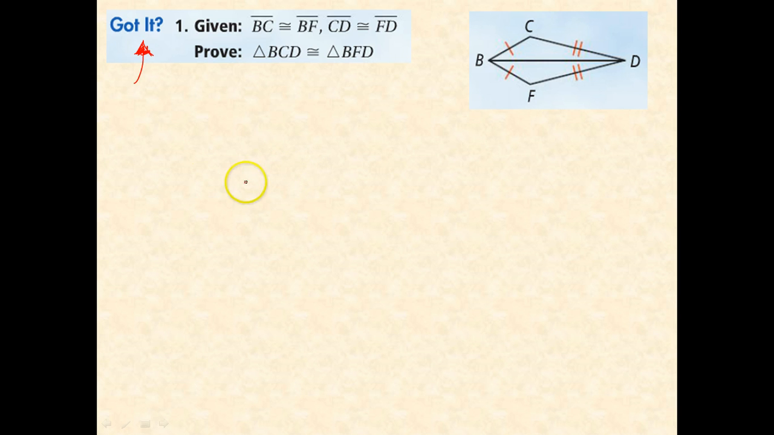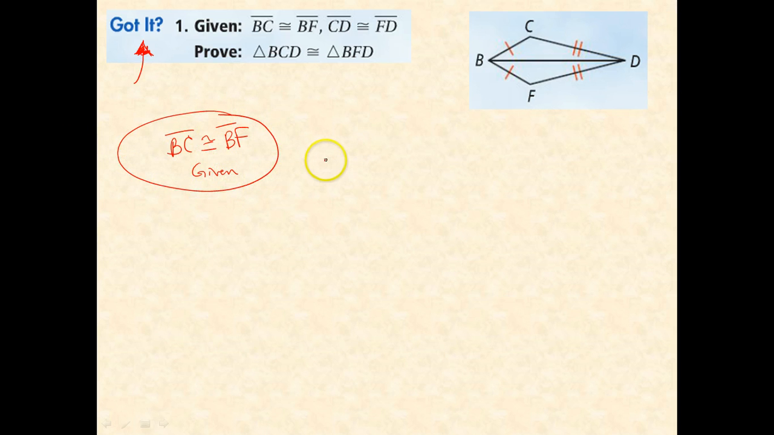Alright, are you ready to flow? Let's flow. So, segment BC is congruent to segment BF. That's given. Segment BD is congruent to segment, let's see, how are we going to name these triangles? BCD, BFD. So BD and BD, that's the right order. So BD is congruent to BD.